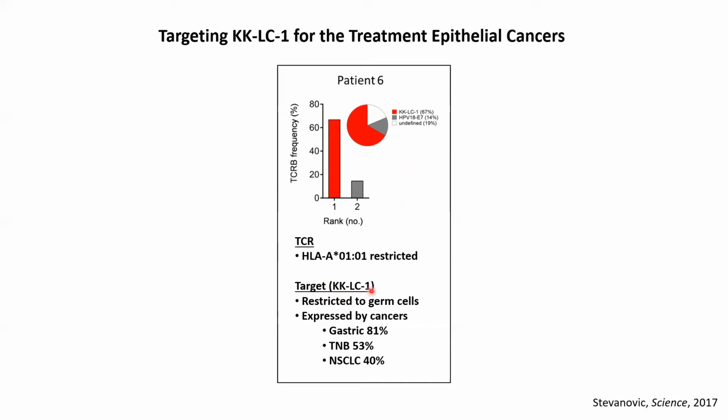This target antigen, KKLC1, is a cancer germline antigen, which means it's expressed in development, but silenced in mature cells other than germ cells. And it's reported by PCR to be expressed in a high frequency of gastric, triple-negative breast, and non-small cell lung cancers. And we found that it's also highly expressed in cervical cancers, like this patient.